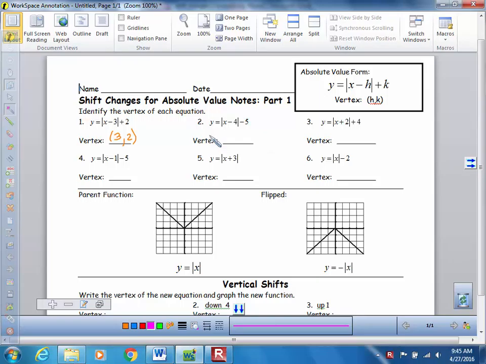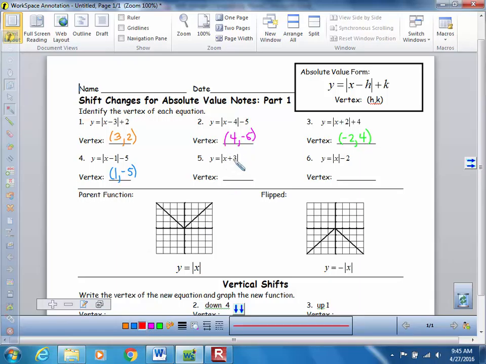Then for number 2, it works the same way. My vertex is opposite of this, so that's positive 4, comma, negative 5. Okay. Number 3, this would be a negative 2, positive 4. And then 4, we're doing the opposite here, so positive 1, negative 5.